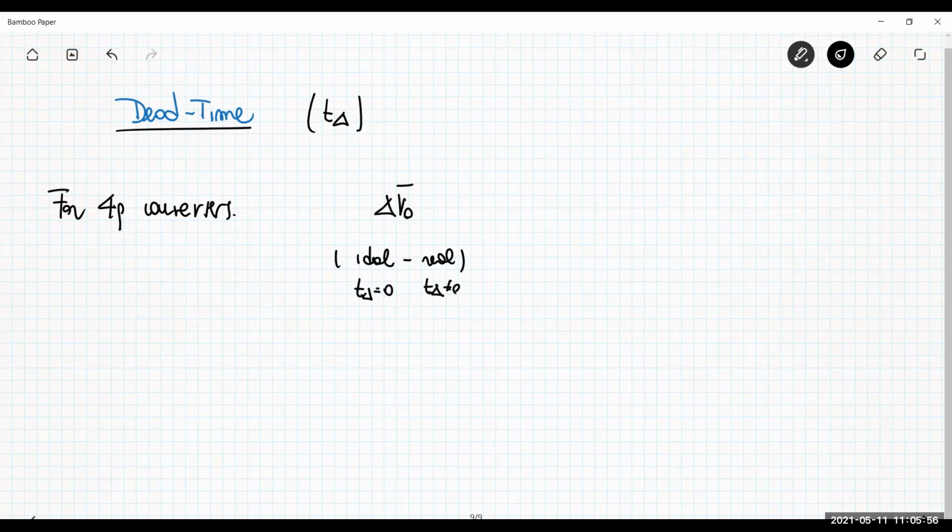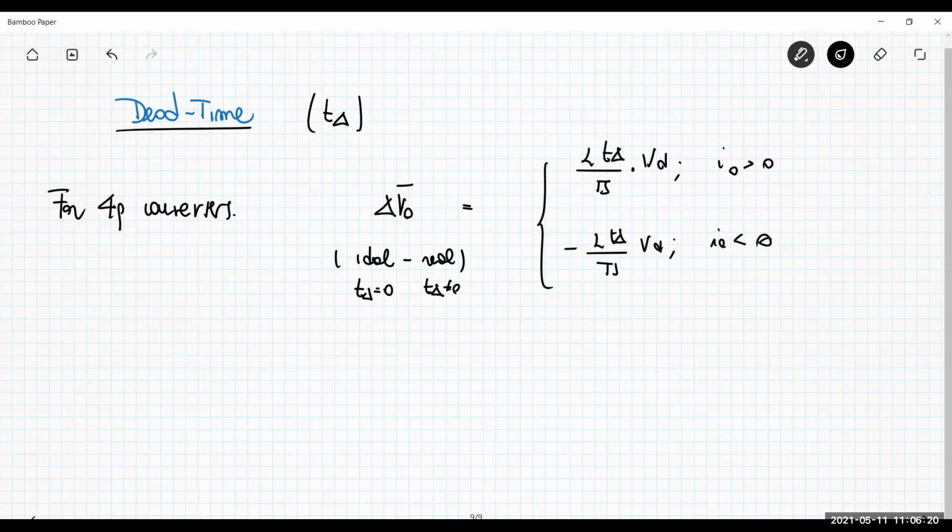minus the real situation. So the ideal means that you have T delta 0, versus the situation in which you have inserted T delta. Here is something that depends on the direction of the current. So for example, you can have 2 T delta over Ts, which is the switching frequency, multiplied by Vt, when the current I naught is positive, and negative 2 T delta over Ts multiplied by Vt when the output current I naught is negative, okay?